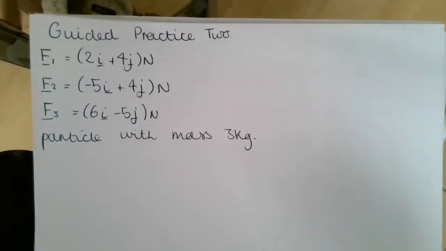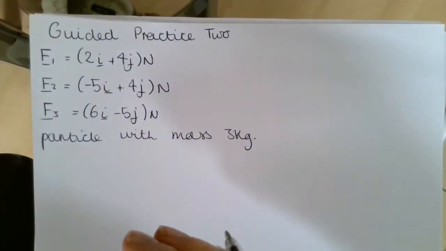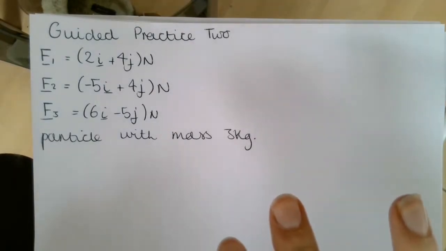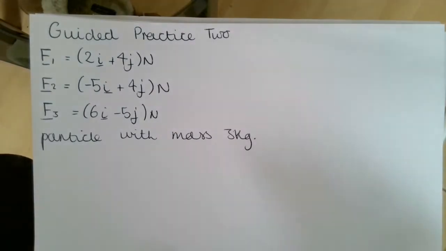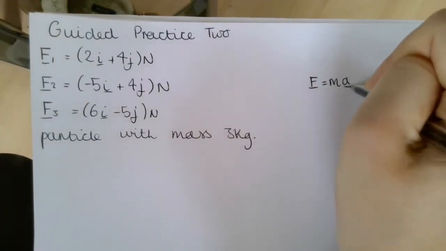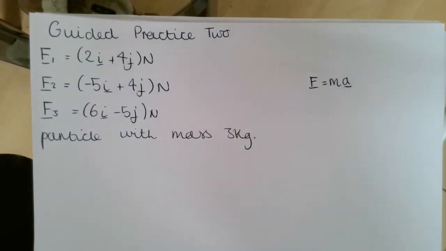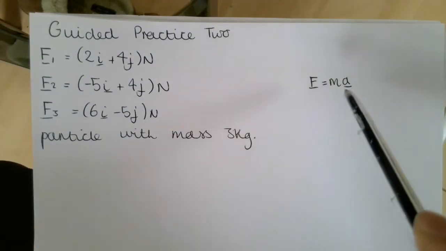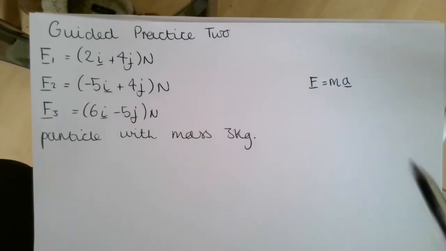For our second example, we've got 3 different forces acting on a particle with a mass of 3 kilograms, and we want to find the acceleration of the particle. So all of these forces are acting on a particle. We need to find the resultant force that's acting on the particle, and then we can use F equals ma, because we've got the resultant force, we've got the mass, so we can then set up an equation and solve it in terms of a.